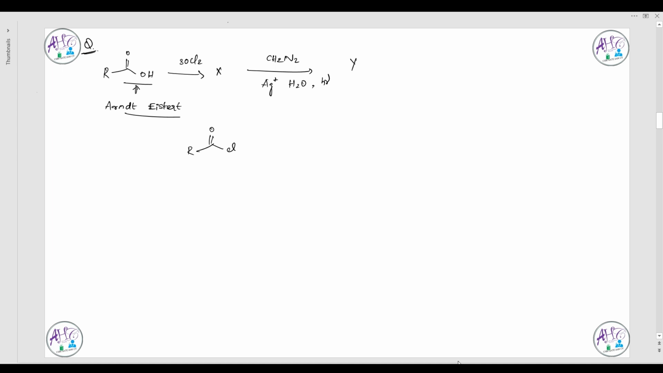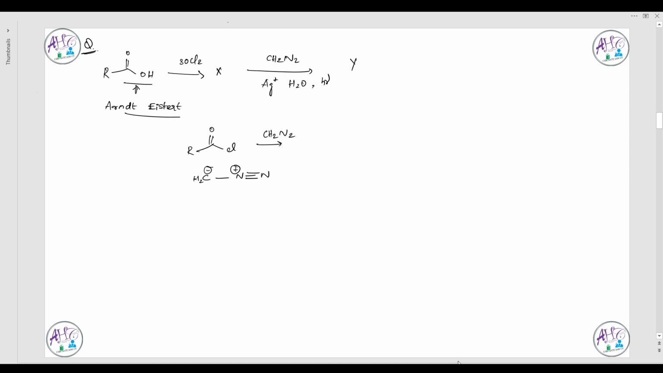Next, what have they given? Next they have given your CH2N2. So let me write it completely. This is your CH2N2 structure. This is how your CH2N2 will be like this. So this will have a negative charge and this will have a positive charge. It exists like this.